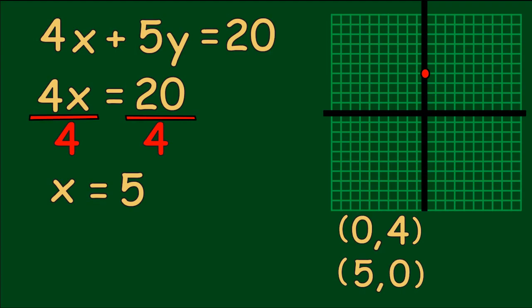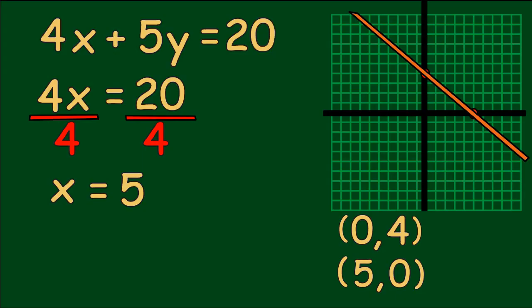To graph this coordinate, we're going to start at the origin and move to the right 5 squares. Since the y value is 0, we will just stay on the x-axis and not move up or down. This shows us where the line crosses the x-axis. The only step left is to connect the dots.